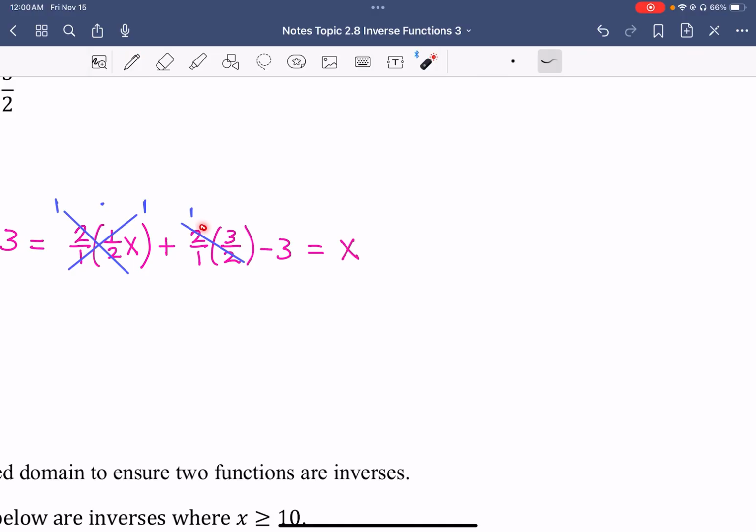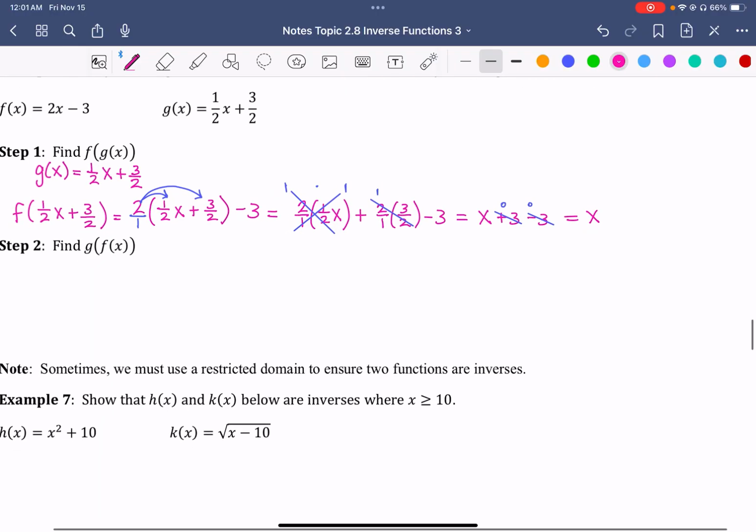And on this side we have 1 times 3, which is just 3, and then we still have the minus 3 that was on the back. x plus 3 minus 3, the plus 3 and the minus 3 equal 0, so this equals 0. So finally, we are just left with x, okay?